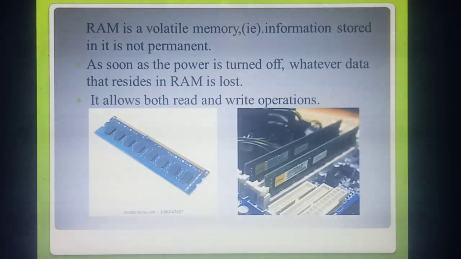Understood? See the diagram for that. The first picture is the RAM. It looks like a scale-like structure. Inside it, the smaller black color boxes are ICs, integrated circuits. A lot of ICs will be there. See the next picture, inside the motherboard. Like this, RAM will be located. How many RAMs are there in that motherboard? 2 RAMs are located inside the motherboard. Understood?